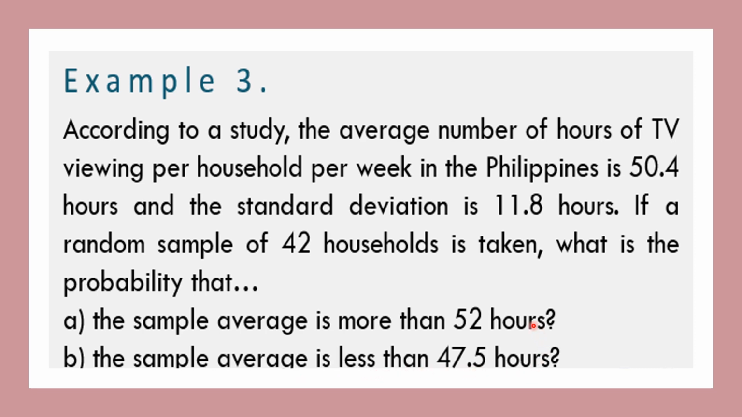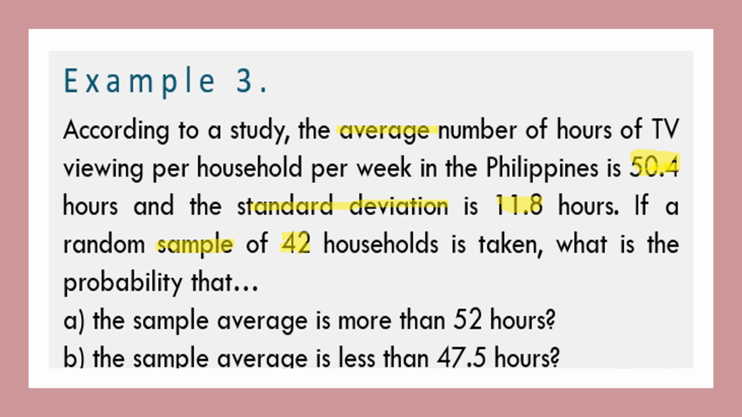So let us first solve for letter A. What if the sample average is more than 52 hours? Of course, let's identify first the given. What are the given? So we have 50.4 and 50.4 is the average. Therefore, 50.4 is our mu. Next, the standard deviation is 11.8. Therefore, our sigma is 11.8. And we also have 42, which is the sample. Small letter n, capital letter N. Of course, the answer is small letter n, because it's only sample.